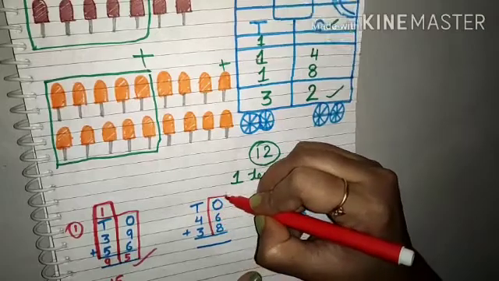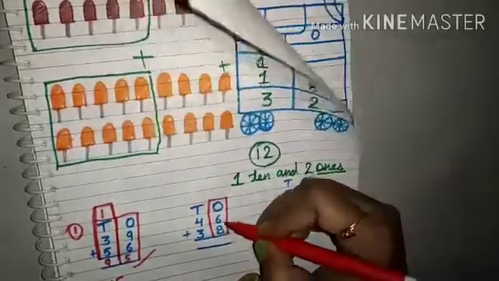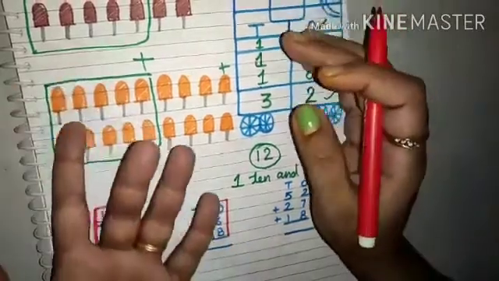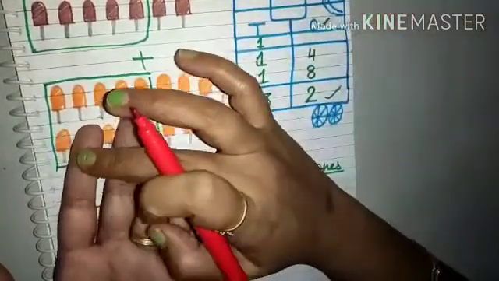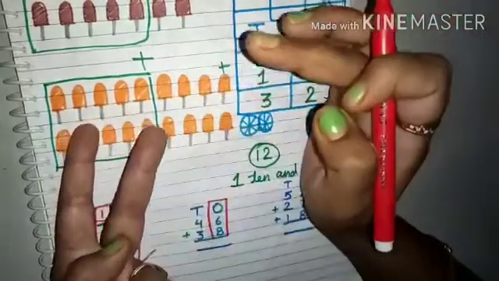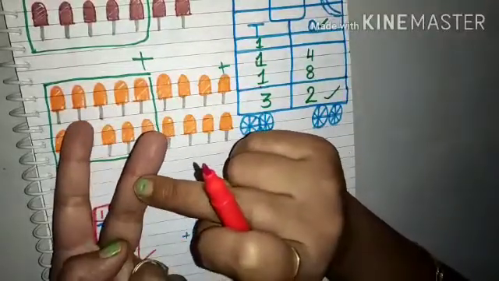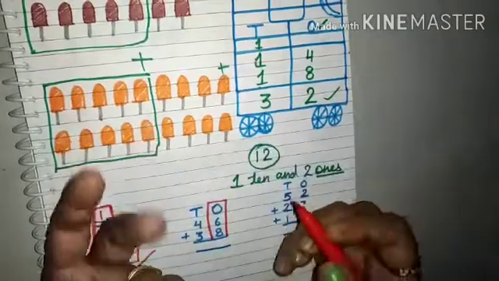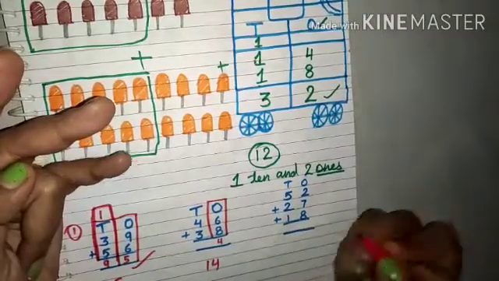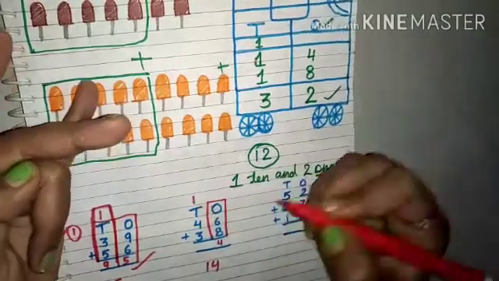Okay. Now come to second one. Here also I am going to add this one side first. So which one is greater? 8. Okay. So 8 is in my mind and 6 I am going to count on my fingers. So 1, 2, 3, 4, 5, 6. Okay. So 8, 9, 10, 11, 12, 13 and 14. So here also I got 14. So 4 I am going to write here and 1 will be carry over to tens group.